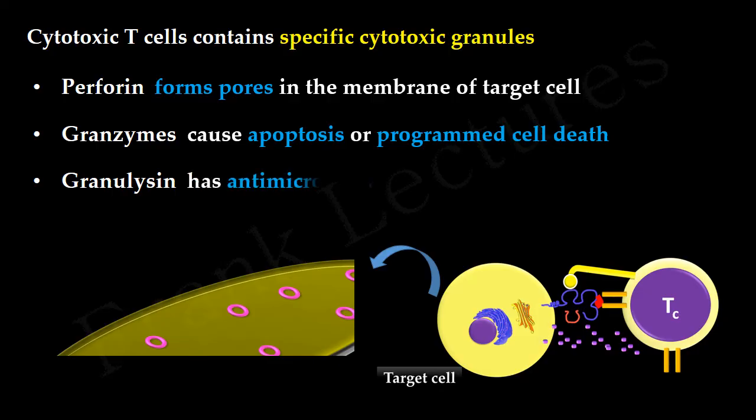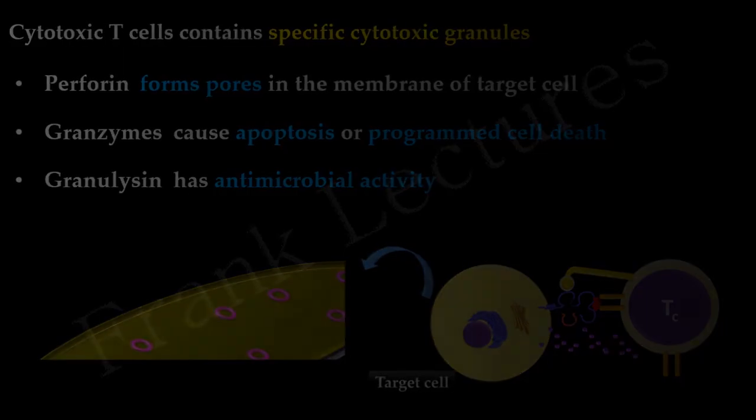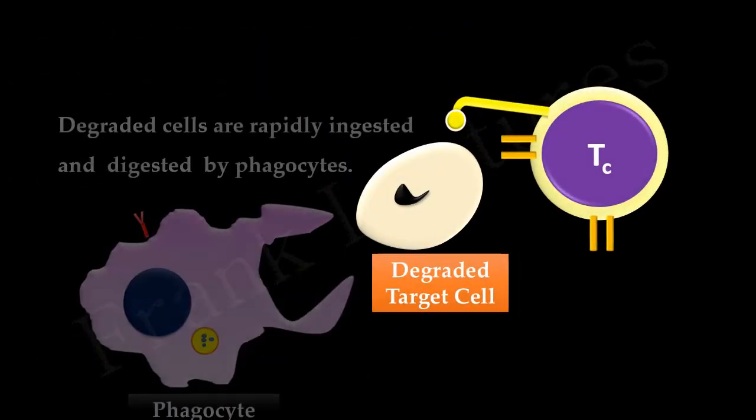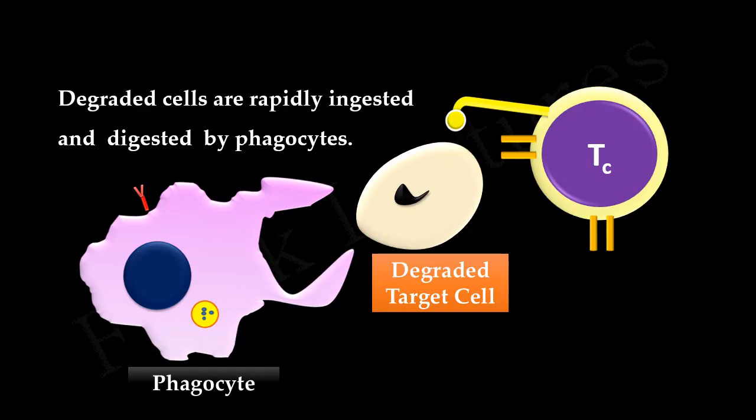Granulysin also has antimicrobial activity and it contributes to apoptosis of the target cell. These degraded cells are rapidly ingested and digested by phagocytes. The cytotoxic T cell moves to another infected cell to perform the killing function.